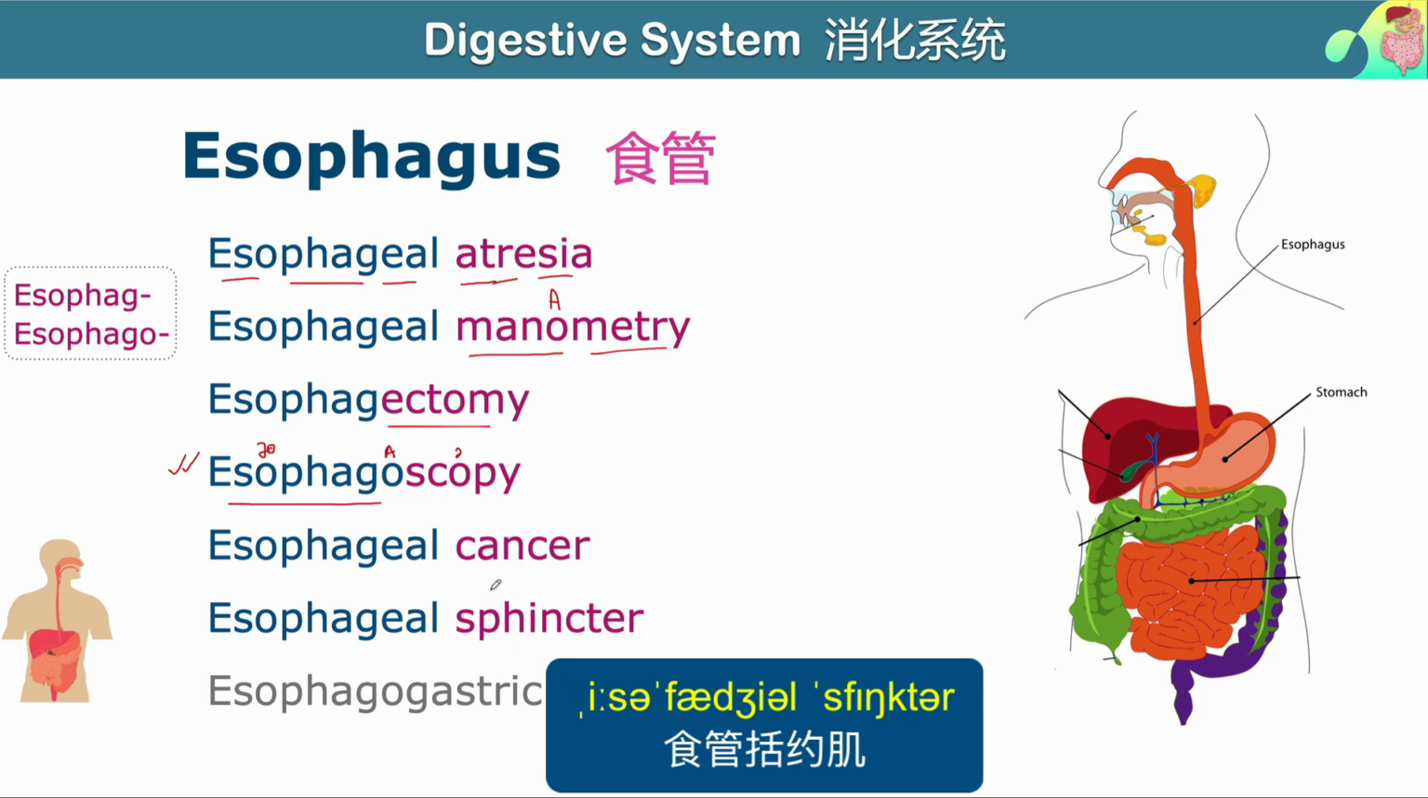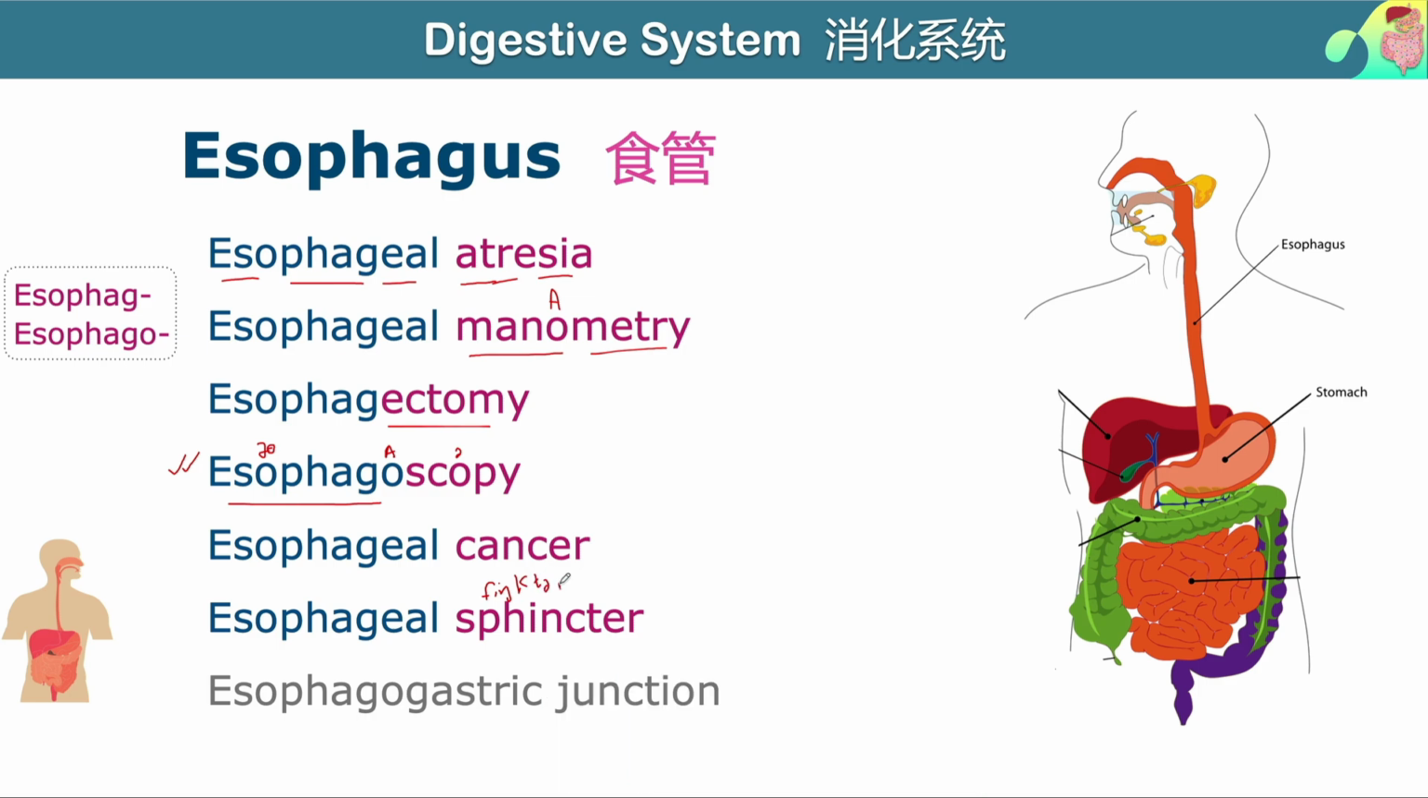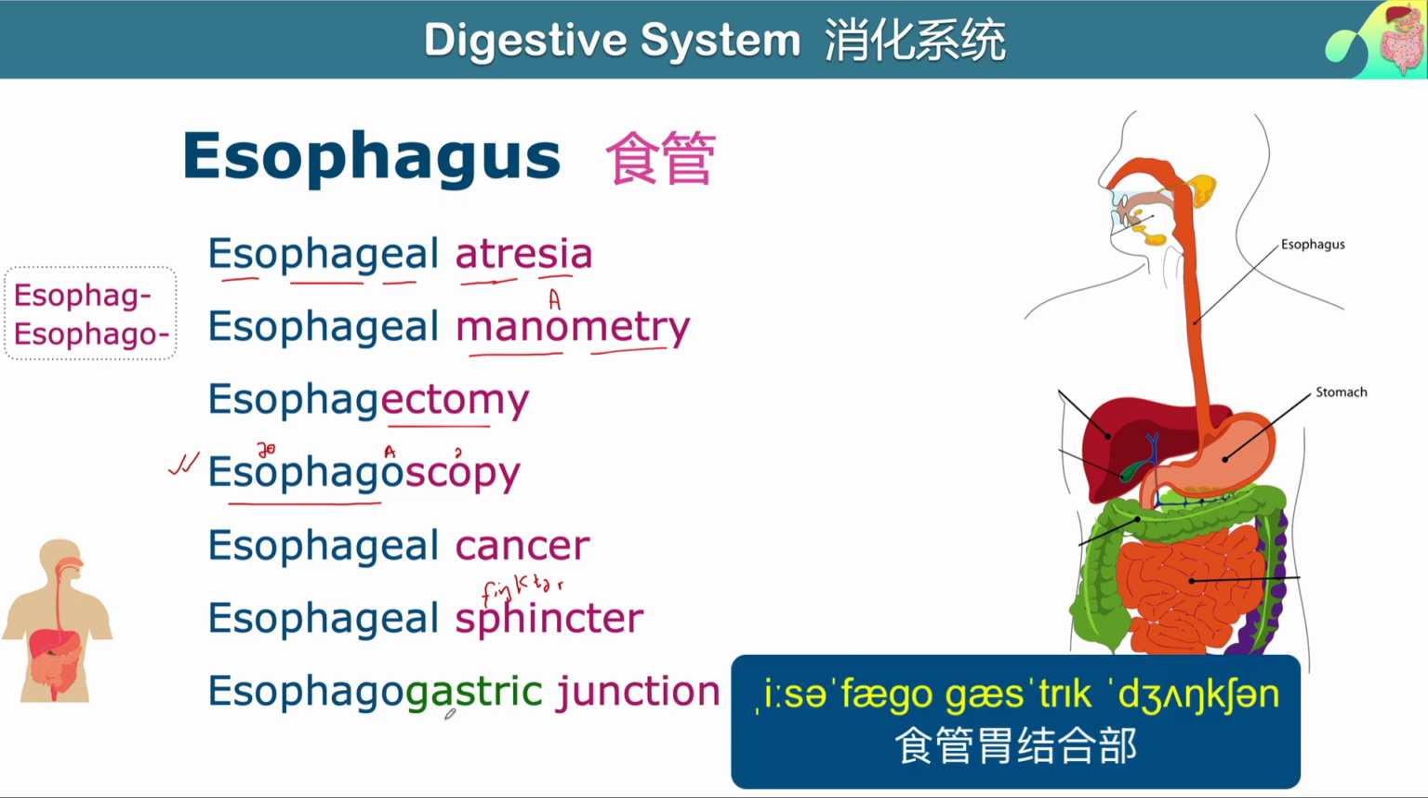Sphincter, okay? Sounds like a sphincter, sphincter. Okay? Esophageal sphincter, sphincter. The last one we have: esophagogastric, esophagogastric junction.